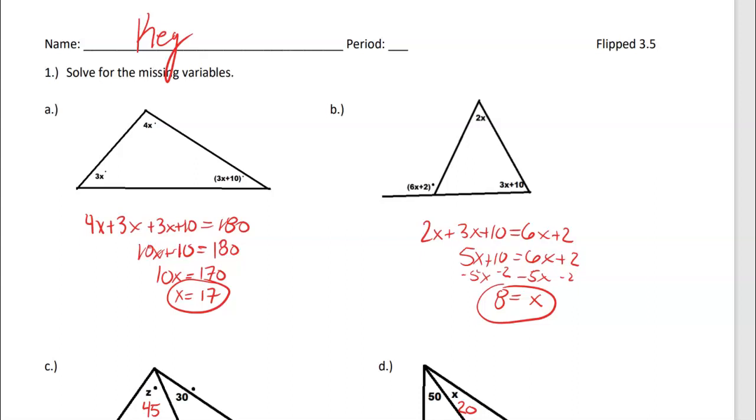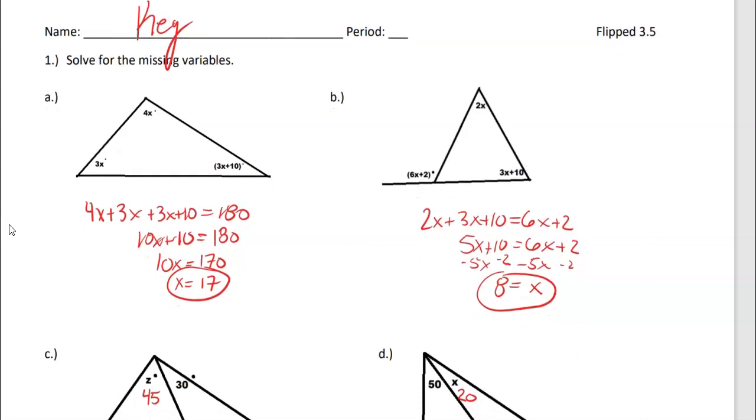So when we look over this on 1A, you are dealing with all of the interior angles of a triangle. You know that they must add to be 180 degrees. So when you add up all of the interior angles, you set equal to 180 degrees. When you solve, you get x equals 17.